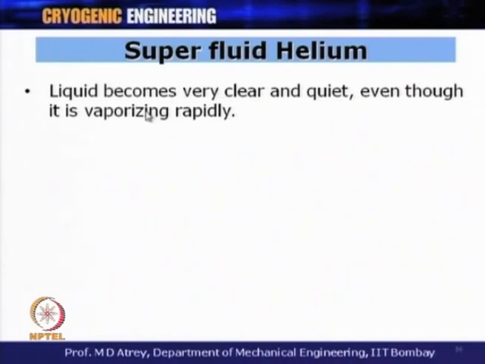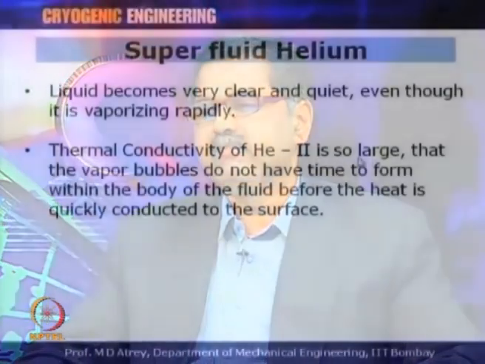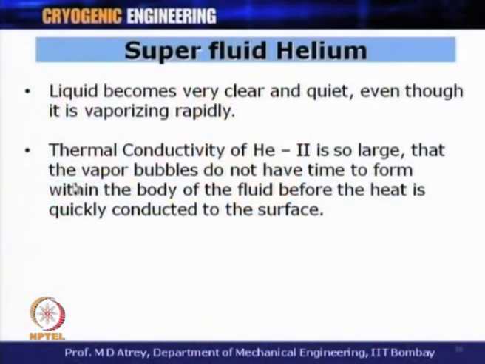So, vaporization is happening, the boiling is happening, however, it has become very clear and quiet and not vigorous as it was when the temperature was above the lambda point. This is the difference in boiling as soon as the liquid comes below the lambda point. Why? It happens because the thermal conductivity of liquid helium 2 is very, very large. It is very large, and the vapor bubbles do not have time to form within the body of the fluid before the heat is quickly conducted to the surface. Now, this is the real reason for what happens below the lambda point temperature.